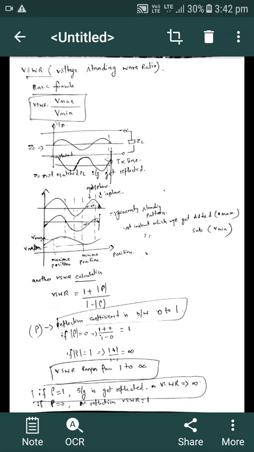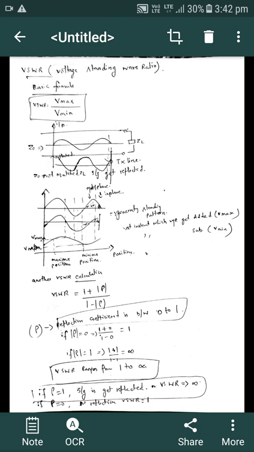Next topic is VSWR. The abbreviation is voltage standing wave ratio. The basic formula is Vmax to V minimum, so maximum voltage to minimum voltage. The ratio of maximum voltage to minimum voltage is the basic formula for VSWR measurement.